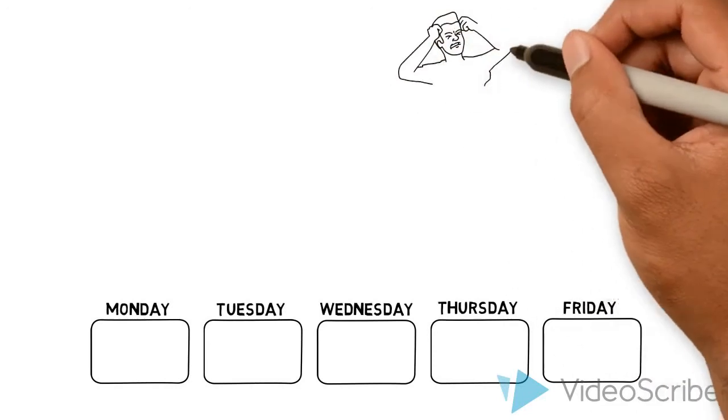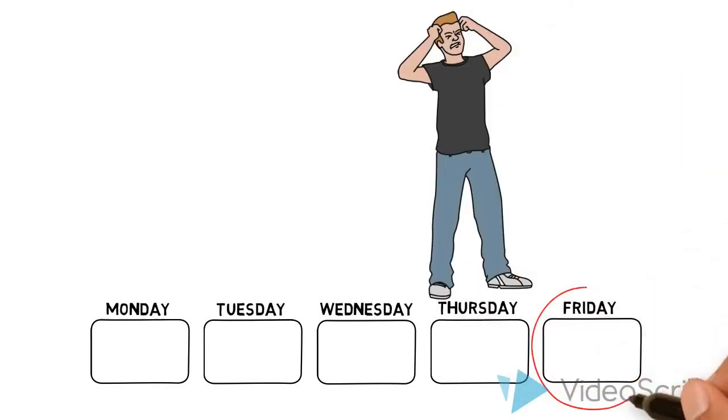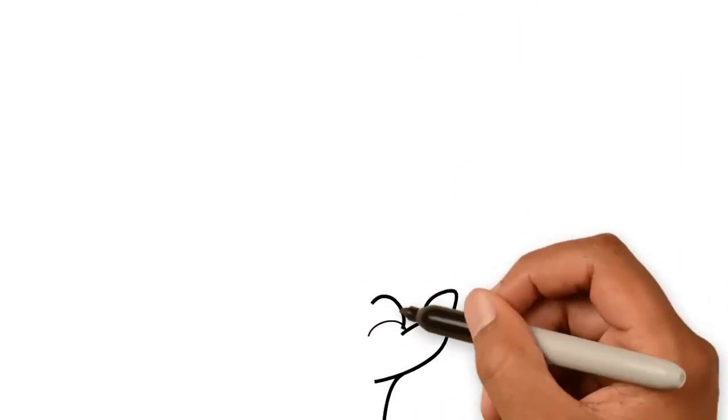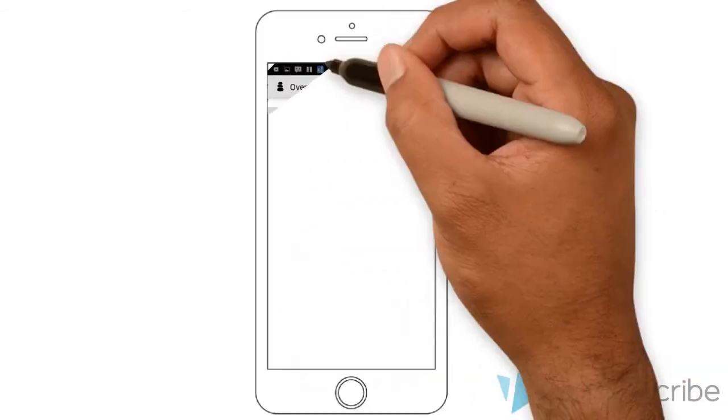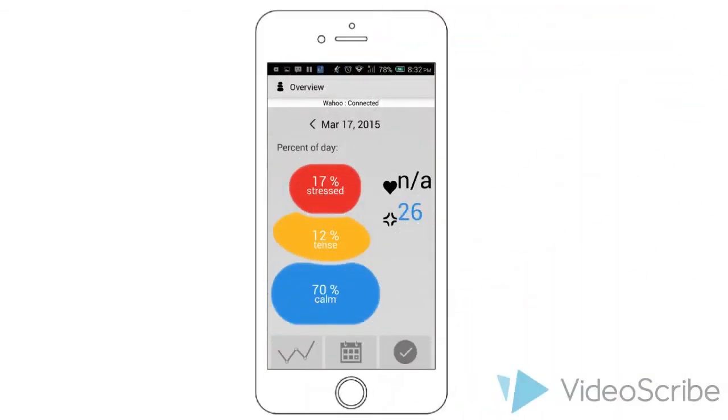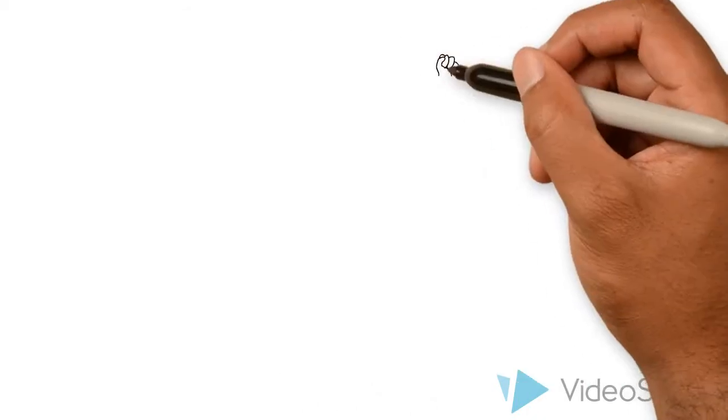Let's rewind, shall we? Remember that deadline? That one you're dreading? As per usual, you've left it to the last day. Stressful, isn't it? Your palms are starting to get a little sweaty, but this time you have Composure. As stress starts building up, Composure will let you know so that you can reduce it.